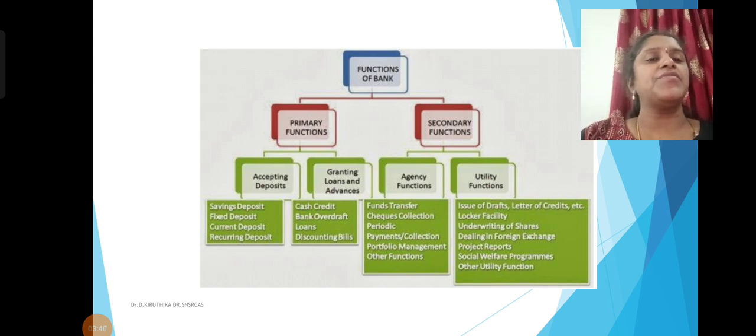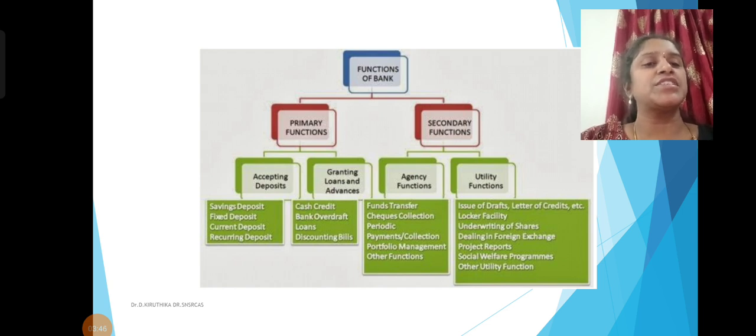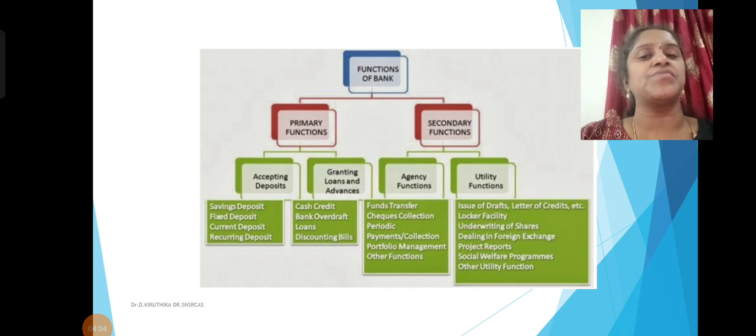And then secondary function is agency functions and utility functions. These agency functions are fund transfer, check collection, periodic payment systems, collecting portfolios, then portfolio management, and yet other functions which are done by the banker for their customers. That can be categorized as agency functions.